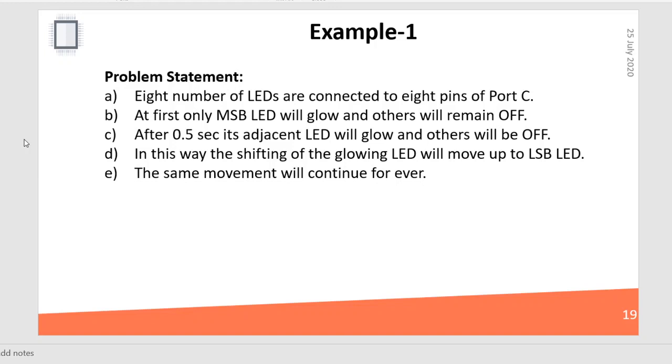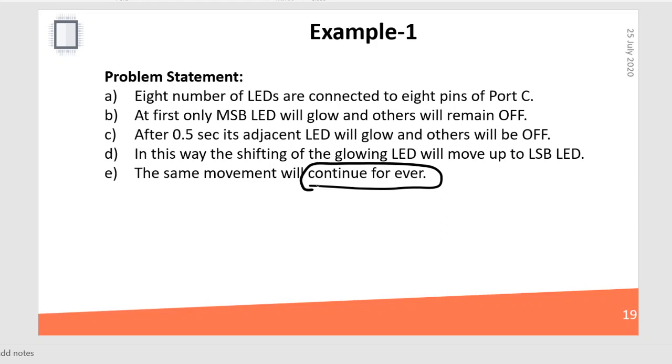Adjacent LED means the adjacent LED of PC7 is the LED of PC6. So PC6 will glow and others will be off. And this shifting will continue up to the LSB LED, that means the LED of PC0, and this same movement will continue forever. So this term, continue forever, is very important. You have to write a code that will continue forever, unless you remove the power from the ATmega32.